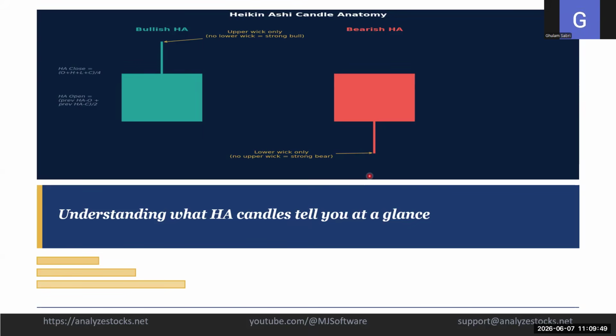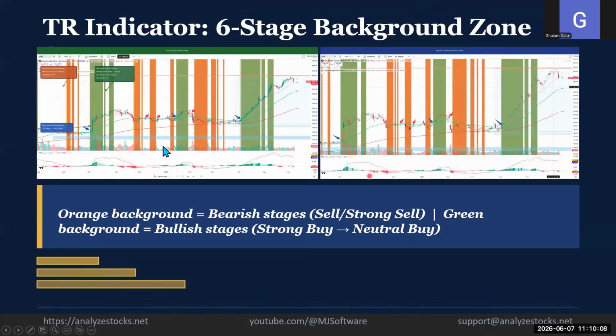So by taking a look at the Heikin Ashi candle, you can at a glance understand whether it's an uptrend, a downtrend, or a doji, which is not being shown here, where the bar has both upper and lower wicks. It means there is no trend, or at least the trend is not established at that particular point.